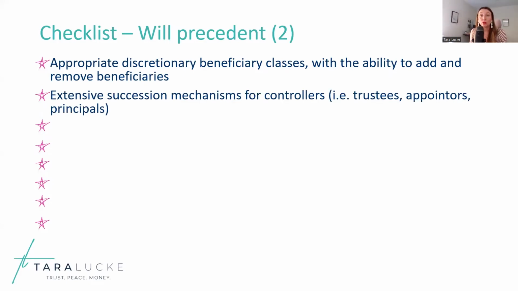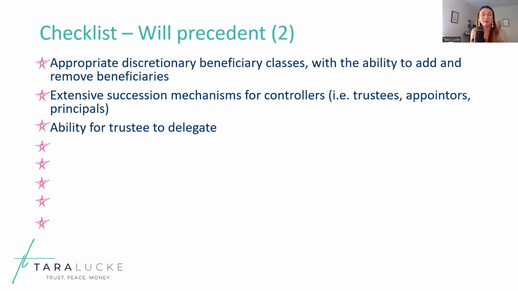Succession for the trustees, appointers, principals, i.e. the controllers, is really important. So making sure that whoever's nominated as the first controller can nominate their own successor on death or incapacity. And if they don't get around to doing that, there's a default in there that is appropriate who can take over. So you've always got someone appropriate to run the trust.